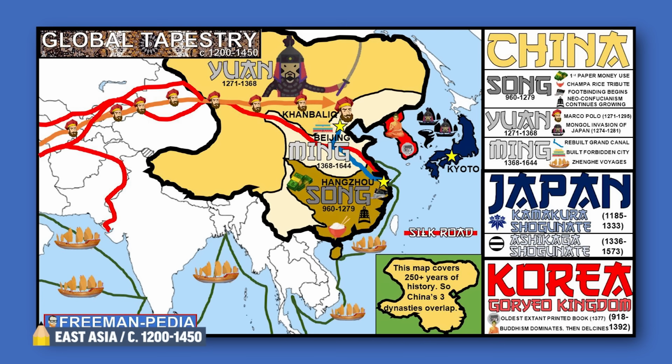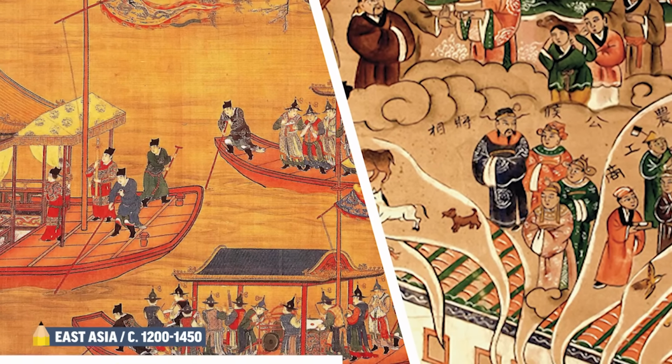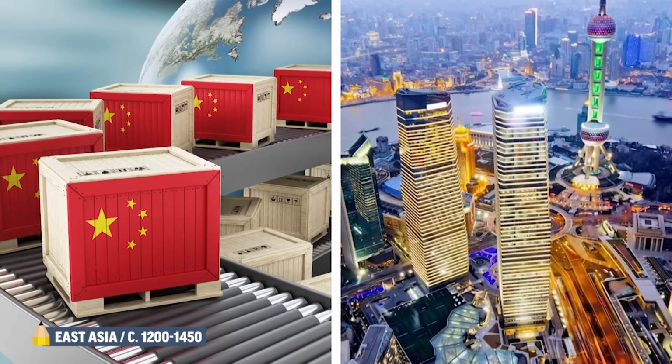The Global Tapestry of Unit 1 kicks off in East Asia. No matter when you're talking about East Asia, you almost always need to start with, hey, what's China doing? They were a big deal in 1200. They're a big deal today. They'll be a big deal tomorrow. So what is China doing from 1200 to 1450?